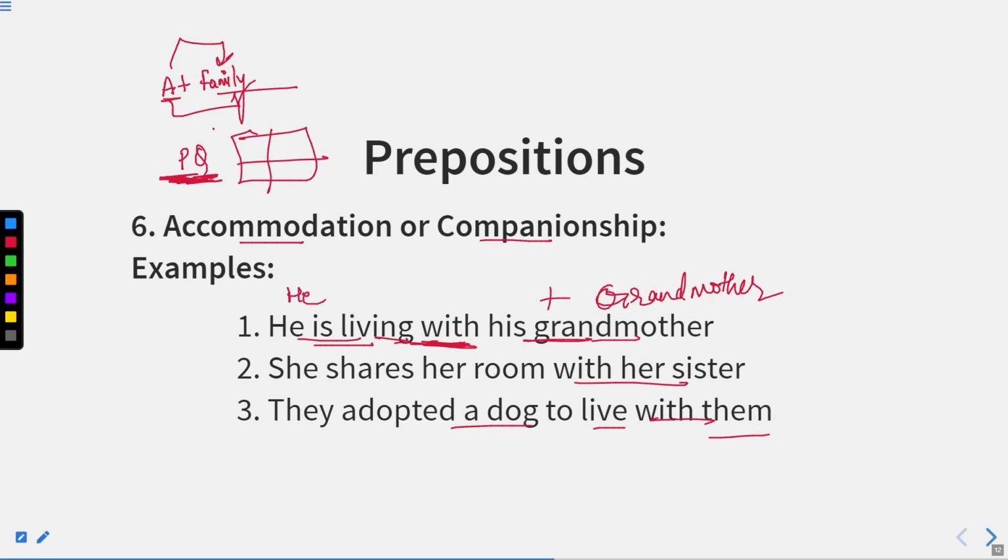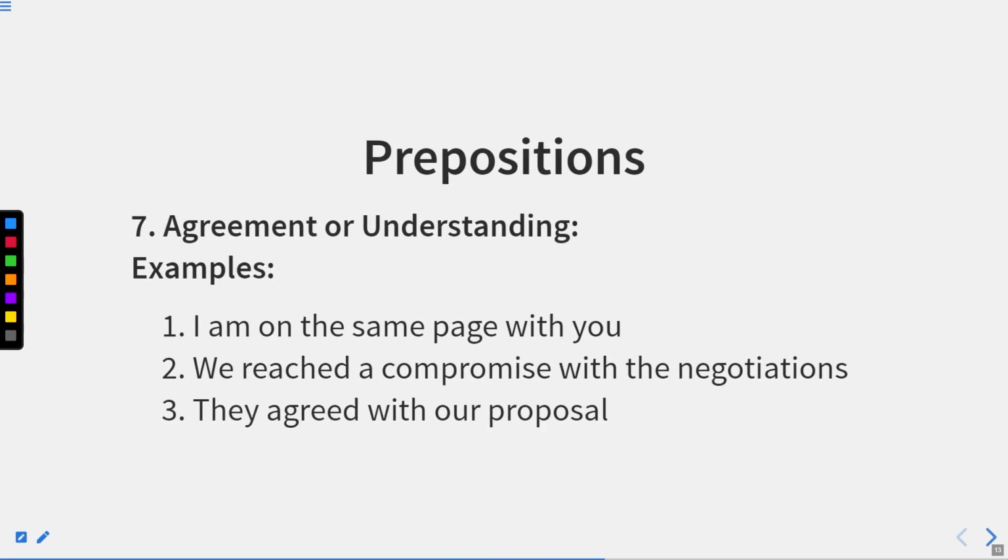Now let us move to the next one. Agreement or understanding. Now, if I use the word "agree" and if I say, I agree with you, you must have heard this sentence many times, that I agree with you. It means whatever you are saying is my opinion as well.